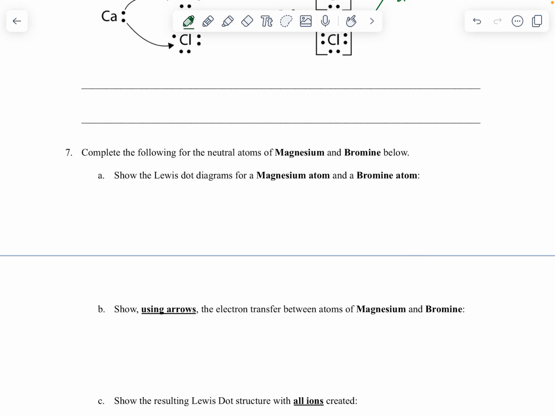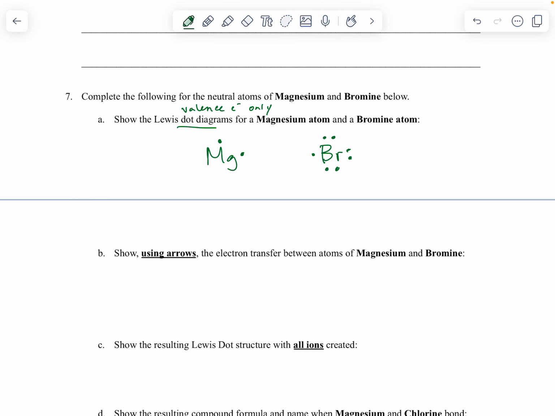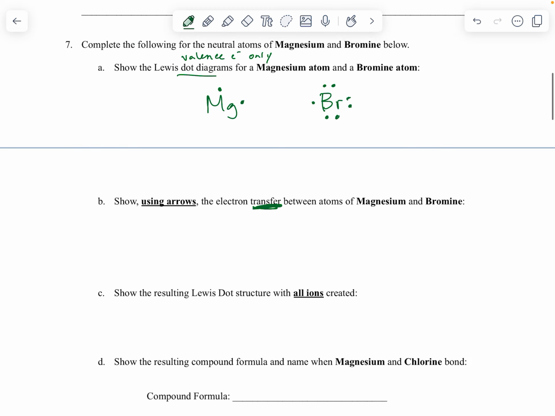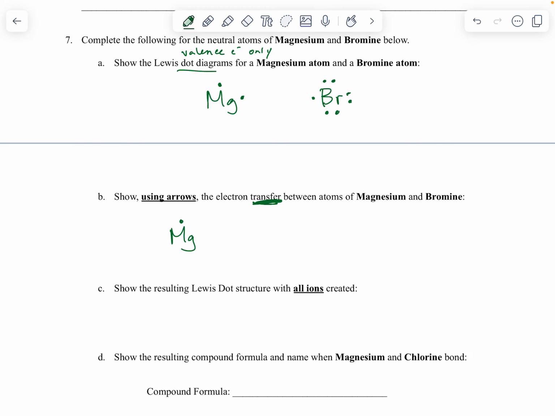So here we have a magnesium and a bromine atom, and I want just the Lewis dot diagrams, which is just valence electrons only. And so magnesium has 2 valence electrons, and bromine, of course, has 7. And I say show using arrows because there's an electron transfer going on, a transfer between the metal, magnesium, and the nonmetal, bromine. One loses, one gains. And what it looks like is similar to above, where we have something that wants to gain 1 electron while we have something that also wants to lose 2.